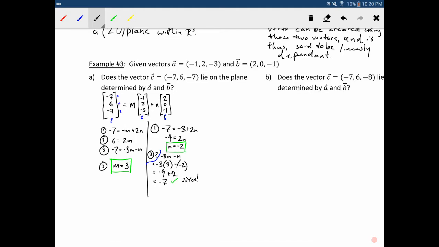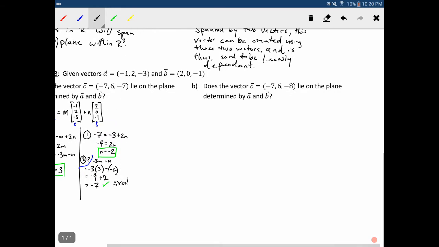Okay, so I want you to try part B on your own. It's not very different. In fact, it should be fairly quick to figure out. But I want you to take it up with your partners in class tomorrow.